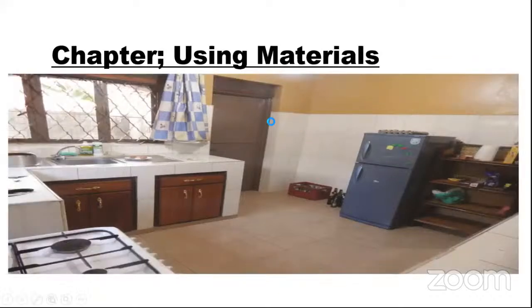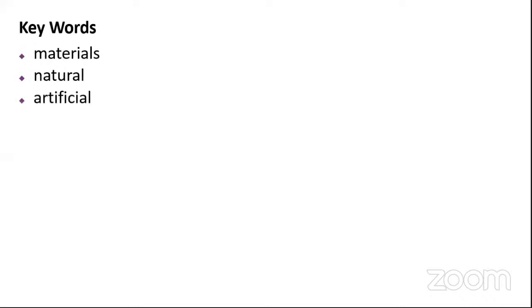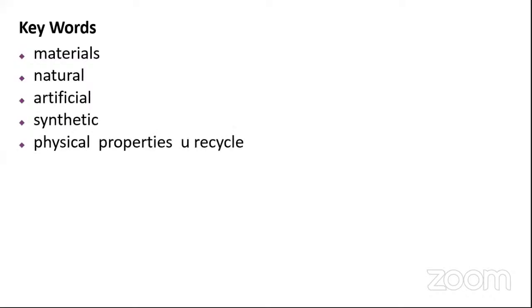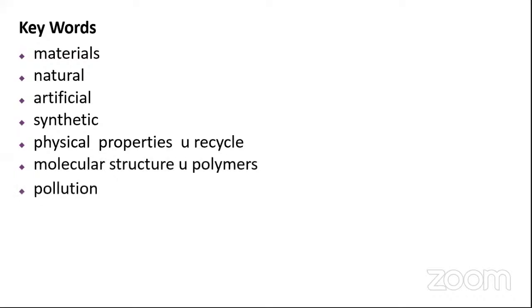Let us again go back and discuss our materials and look at the properties. Under using materials, there are a few keywords that we shall look at. For example, the materials themselves, the way we define them. Then we also have natural, artificial, synthetic, physical properties, molecular structures, and pollution.